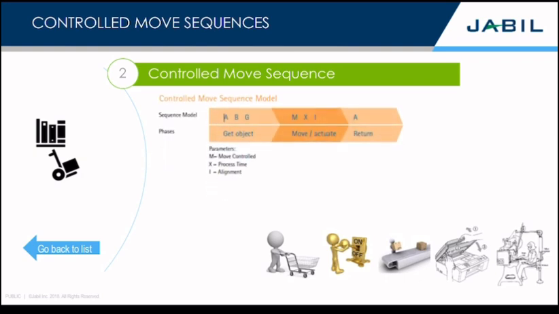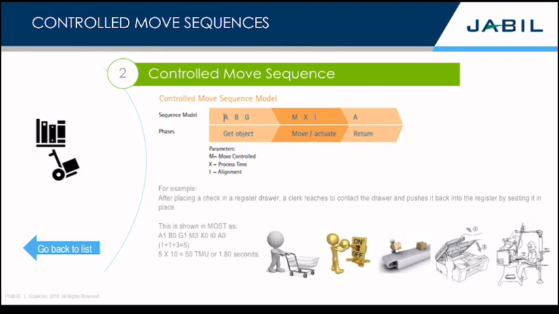The controlled move sequence model is similar to general move, but with 3 different parameters. For example, after placing a check in a register drawer, a clerk reaches to contact the drawer and pushes it back into the register by seating it in place. This is shown in MOST as A1, B0, G1, M3, X0, I0, A0. 1 plus 1 plus 3 equals 5. 5 times 10 equals 50 TMU, or 1.80 seconds.